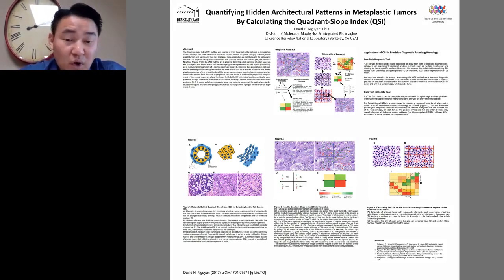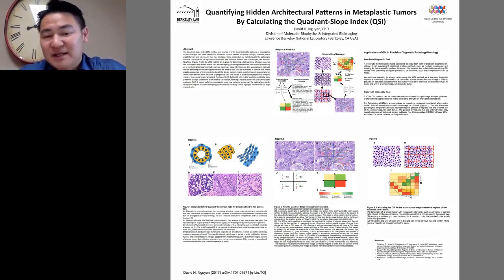In this way, not only can you generate a number for each quadrant in each of these squares in the larger grid, these numbers can also be turned into a color, in the form of a heat map. So by the Quadrant-Slope Index method, you can generate a new view of a tumor image. If you look at Figure 3, here's a hypothetical example. In Figure 3A is typically a cartoon of what a metaplastic tumor would look like. This is a garbled arrangement of cells of different types and orientations.